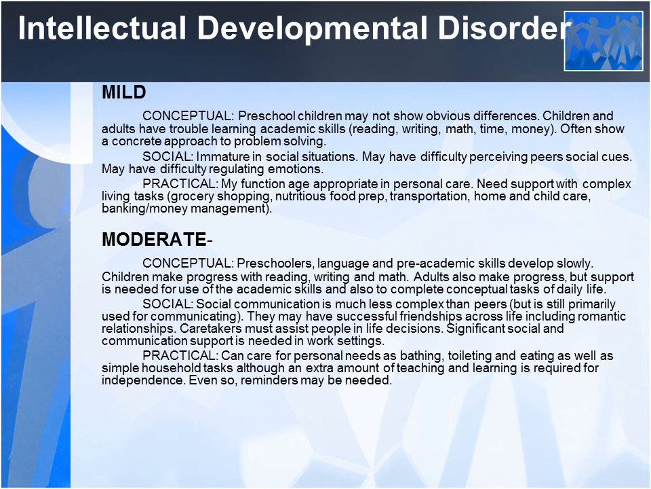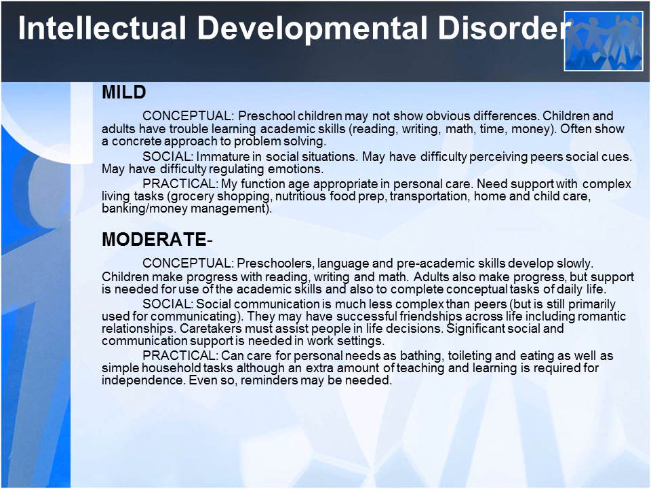Socially, their communication is typically much less complex than peers, so they're not talking in as full sentences or with as much complexity as their peers, but they're still using spoken language as their primary means of communicating. They're able to have successful friendships throughout their life, including romantic relationships. So they may have significant others, and they may even have children someday. Caretakers must assist people with life decisions. Significant social and communication support is needed in work settings as well. So somebody who's moderately affected with intellectual developmental disorder is going to need some assistance at work.